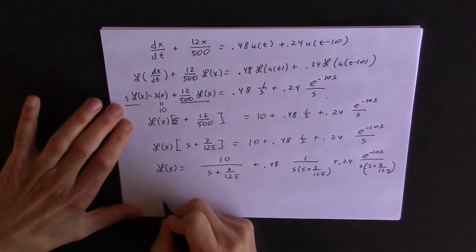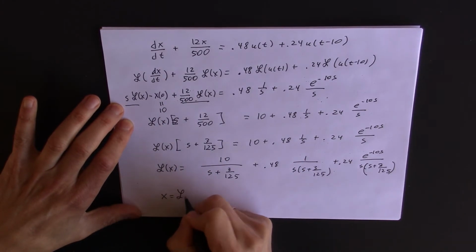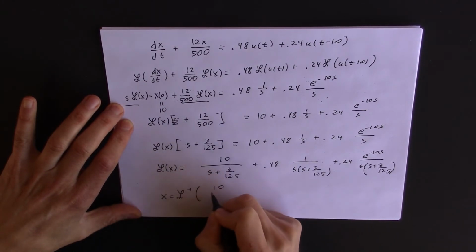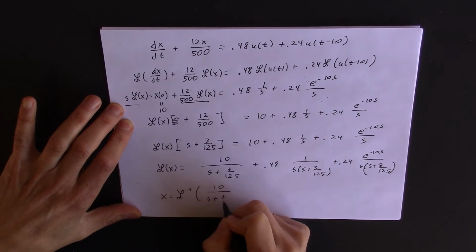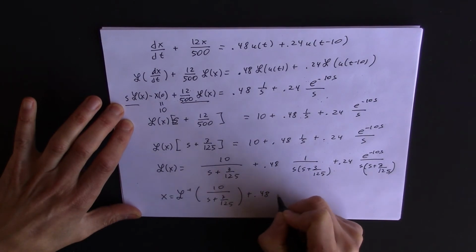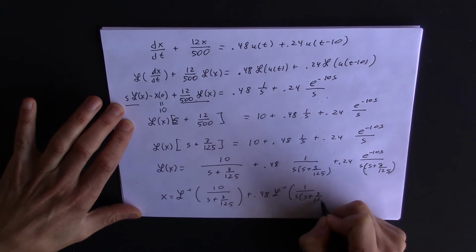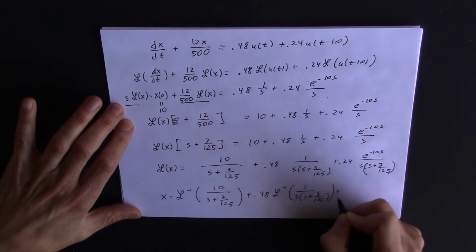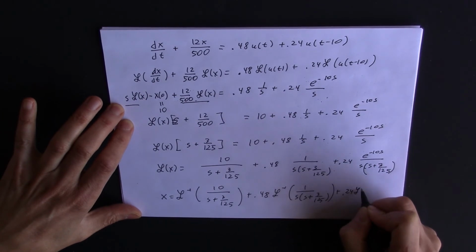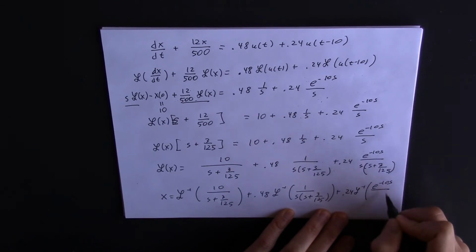Now to find x, we take Laplace inverse of both sides, so we're going to get Laplace inverse of 10 over (s + 3/125) plus 0.48 Laplace inverse of 1 over (s + 3/125) plus 0.24 Laplace inverse of e^(-10s) over s times (s + 3/125).